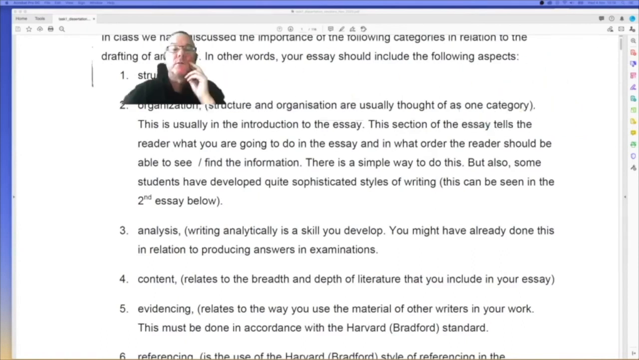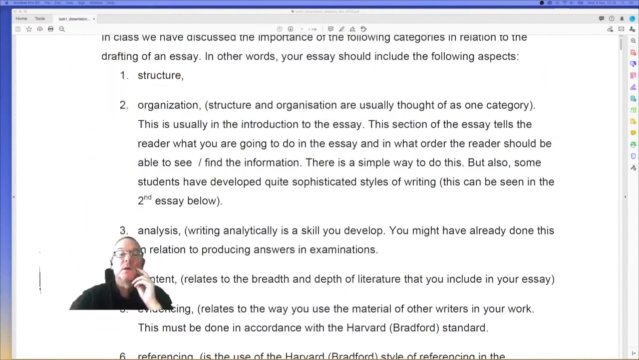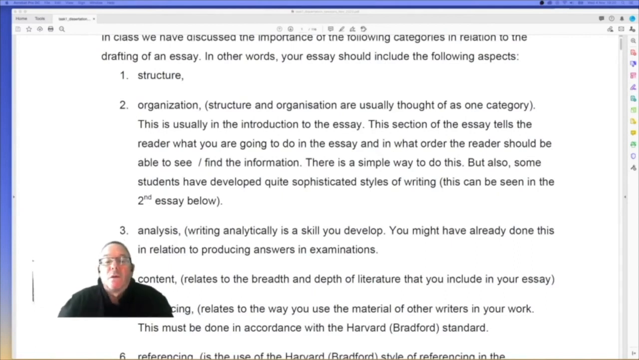So if you look at number 2, organisation, for example, you can see that that section of the essay, usually at the beginning, somewhere in the introductory sequence, tells the reader what to expect, as it were. Simply, that's the function of what an introduction is all about. And I think there's a very simple way to do this, as we'll see from the first essay, which I've got below. So I've included an introduction to 2 essays.